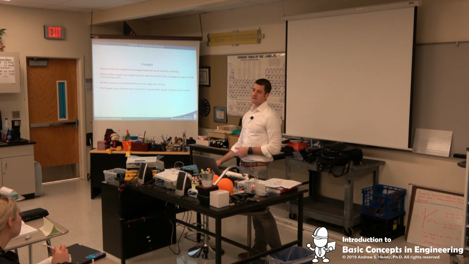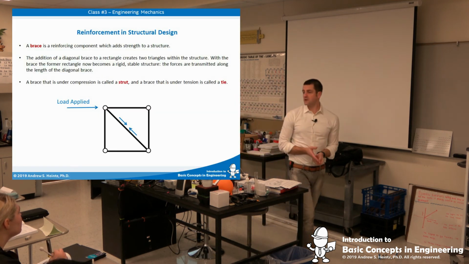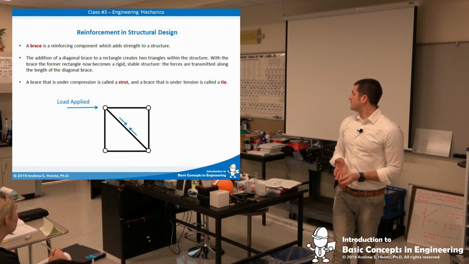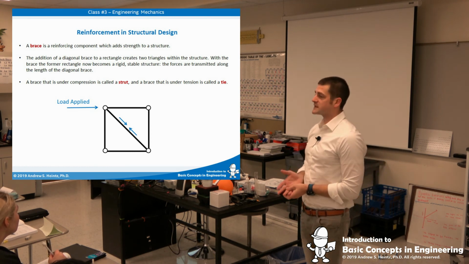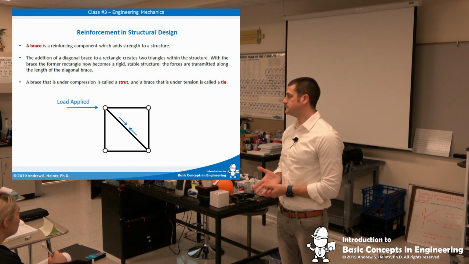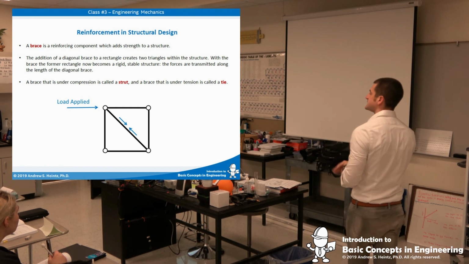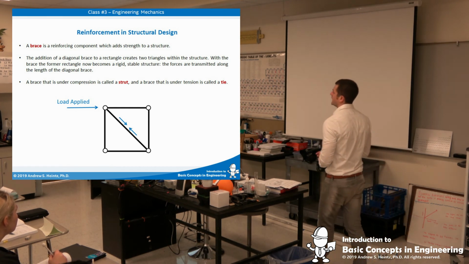So what does that mean for us? Do we have buildings that are triangles out there? No. But we can do reinforcement in structural design. Very simple, we add a brace. What just happened? We just took a rectangle, we added a brace, and what just happened? We created two triangles, right? Mind-blowing, right? This is not high-level stuff, and that's what makes it awesome.